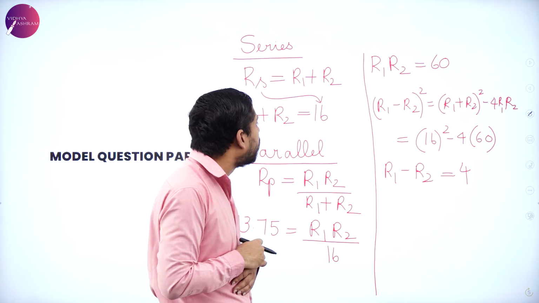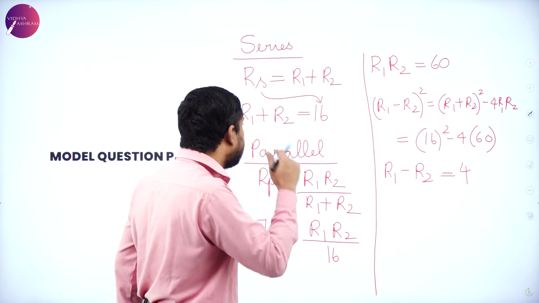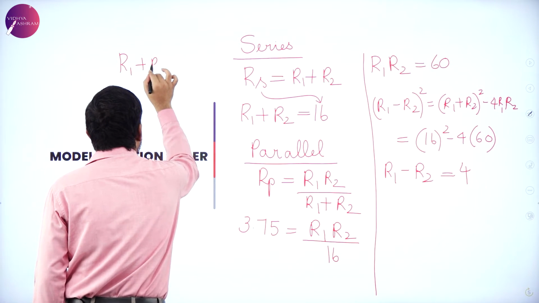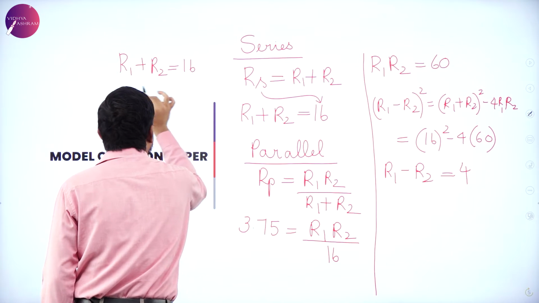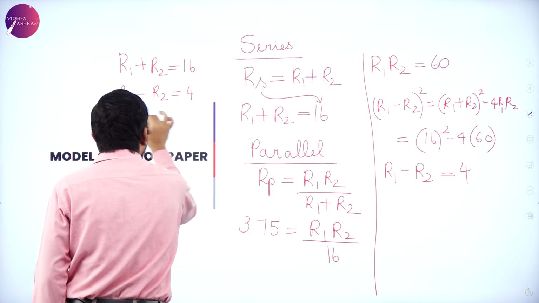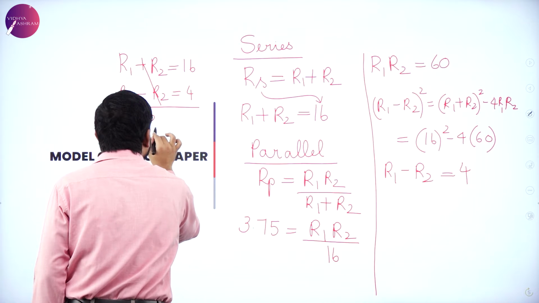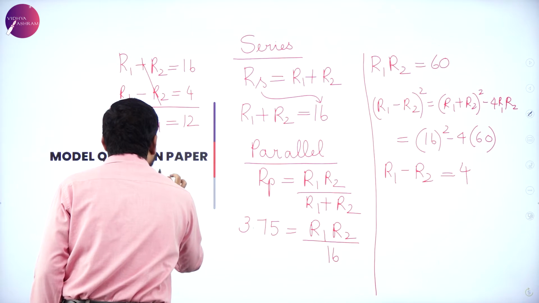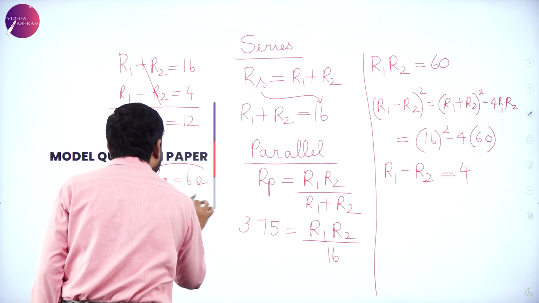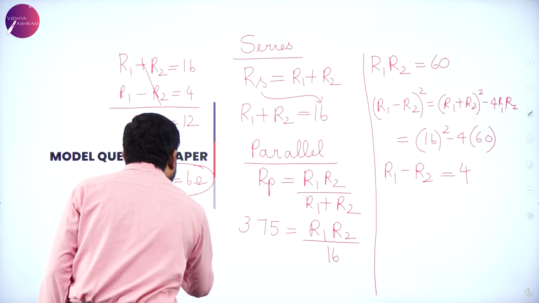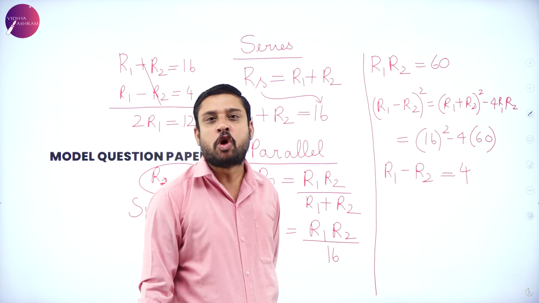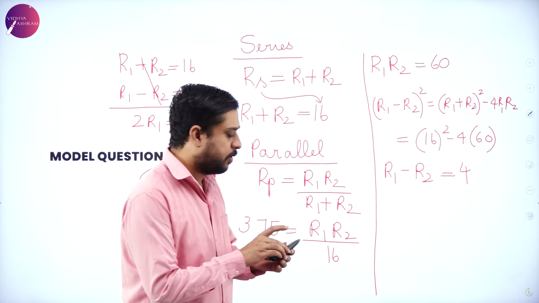R1 minus R2, which is 4. Now solving these simultaneous equations: R1 plus R2 is 16, R1 minus R2 is 4. So 2 times R1 is 12, so R1 is 6 ohms. Now substitute R1 in any one of the equations. You get R2, which I expect you all to solve. The next problem, students.